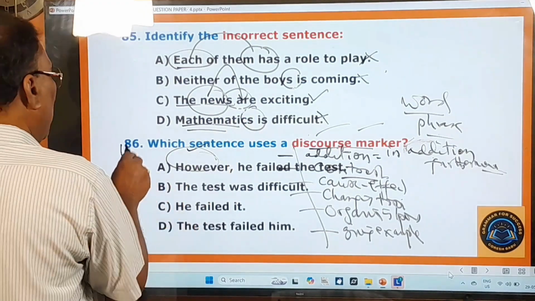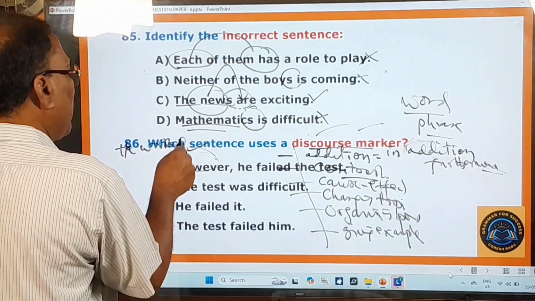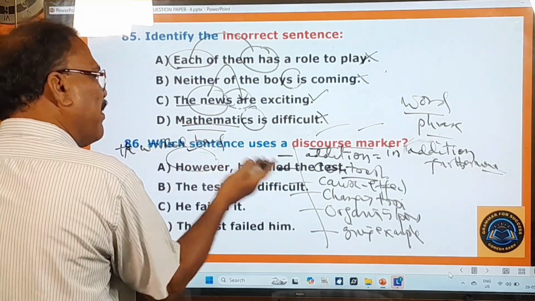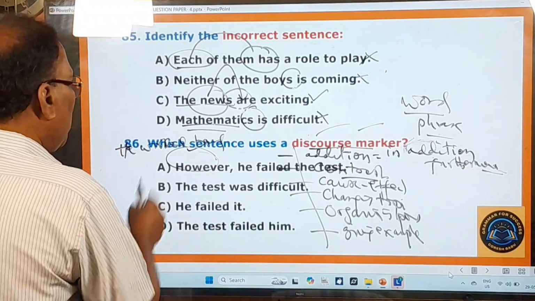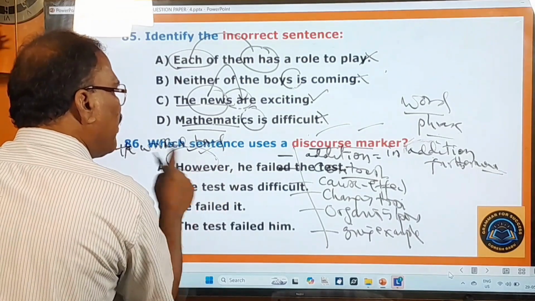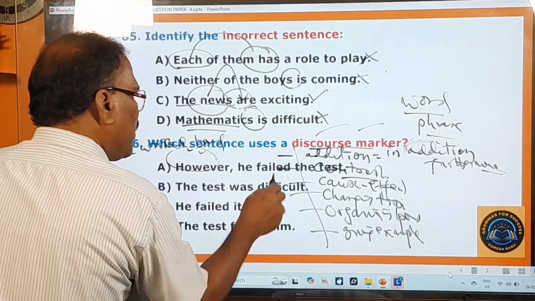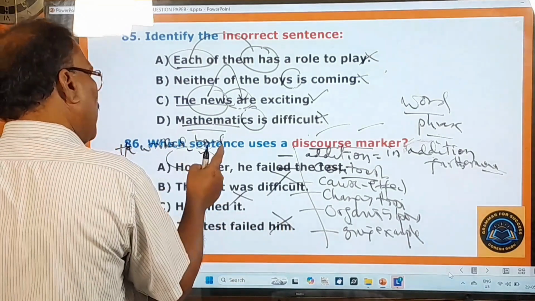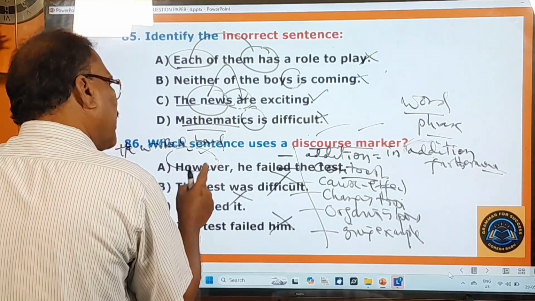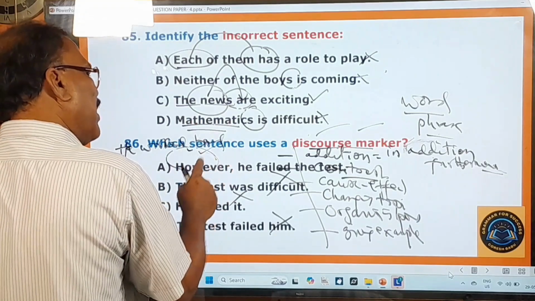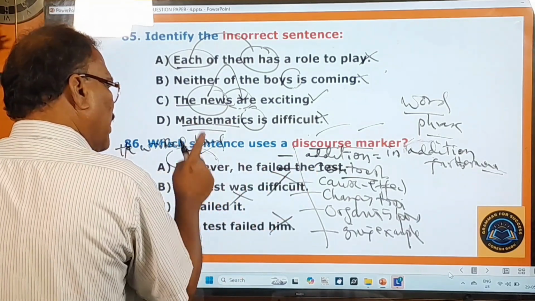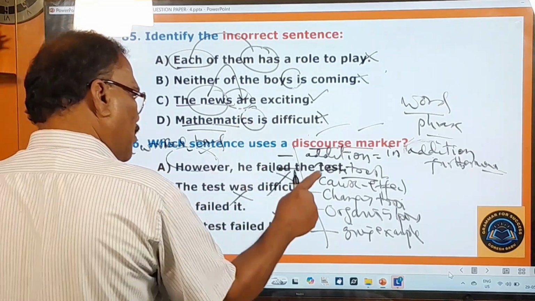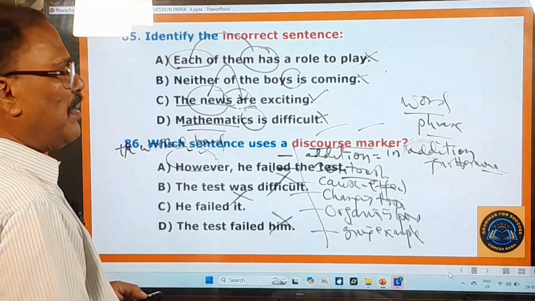If before this it is like this, he worked hard. Now tell me, he worked hard. He studied hard. However, despite that, he failed the test. So what is it doing? It is showing the connection between these two statements. The test was difficult. No. He failed it. No. The test failed him. No. So he worked hard. However, he studied hard, yet he failed the test. So this is only the discourse marker. And in this sentence only the discourse marker is used. Okay, and now you move on to other questions.